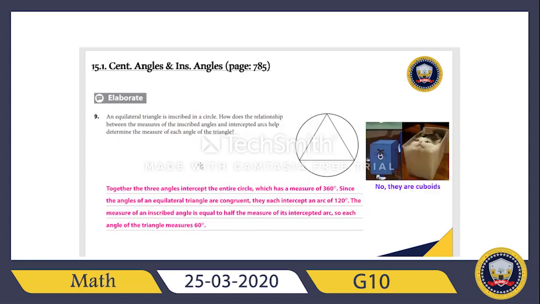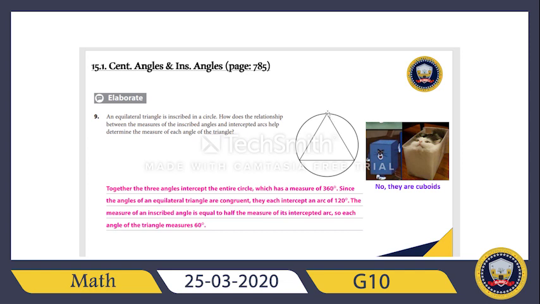Alright, now let's add all what we have studied about the angles in circles to solve this problem. So we have an equilateral triangle inscribed in a circle. How does the relationship between measures of inscribed angles and intercepted arcs help to determine the measure of each angle? We already know that if I have an equilateral triangle, its angles are all equal to 60 degrees. So how can I prove now, using the theorems we studied about circles, that these angles are 60 degrees? How?